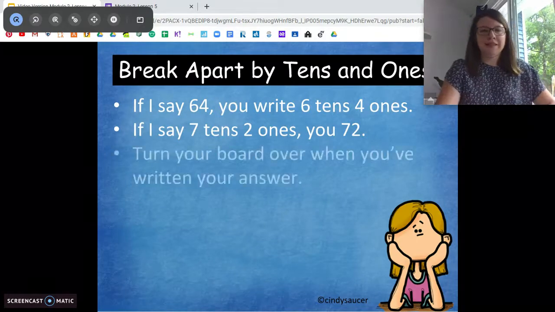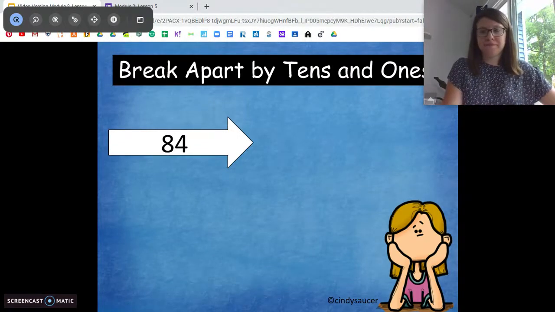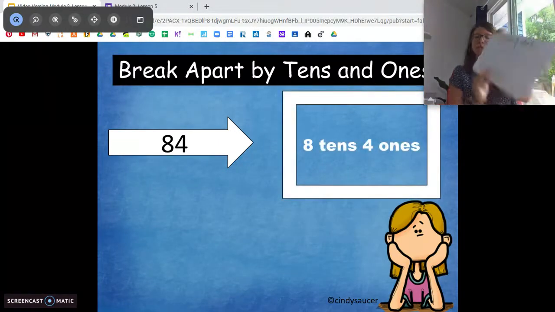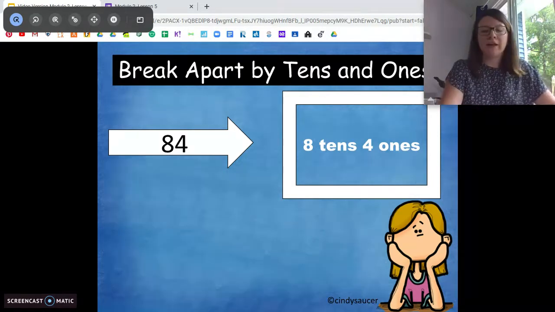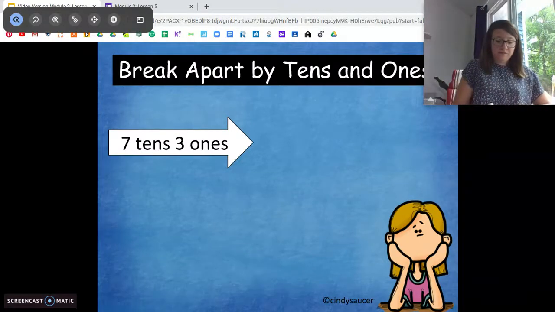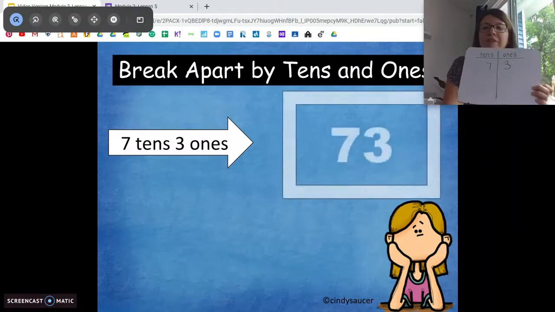Okay, let's get started. All right, 84. I want to know the tens and the ones. 8 tens, 4 ones. Excellent. Remember, pause if you want more time to fill out your tens and ones chart. Otherwise, just say it out loud with me. All right, this one I want to know the number. 7 tens and 3 ones is what number? Write in your place value chart, 73.